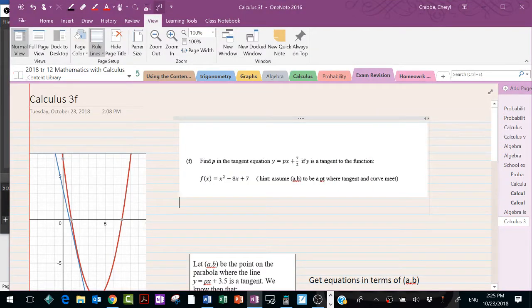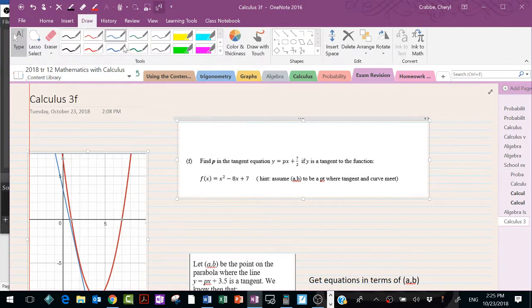Okay, we're going to take a look at the calculus paper 3F. It's quite a tricky question, very tricky question actually. And you have to really use this whole idea around AB being a point at the tangent and the curve.